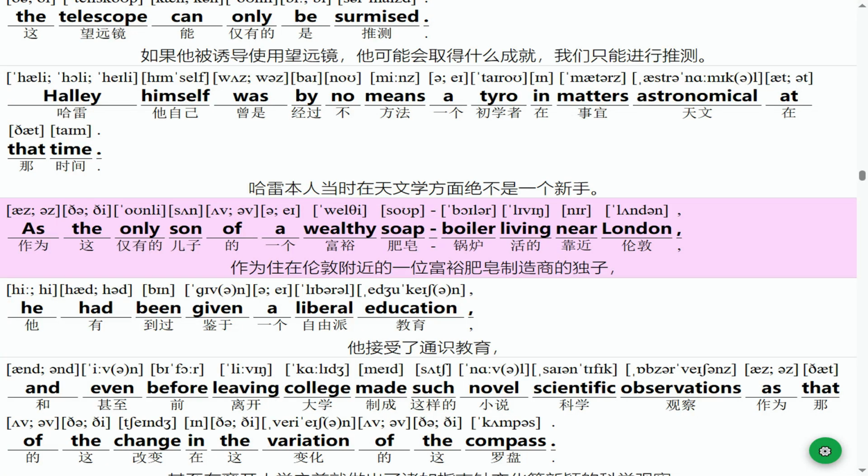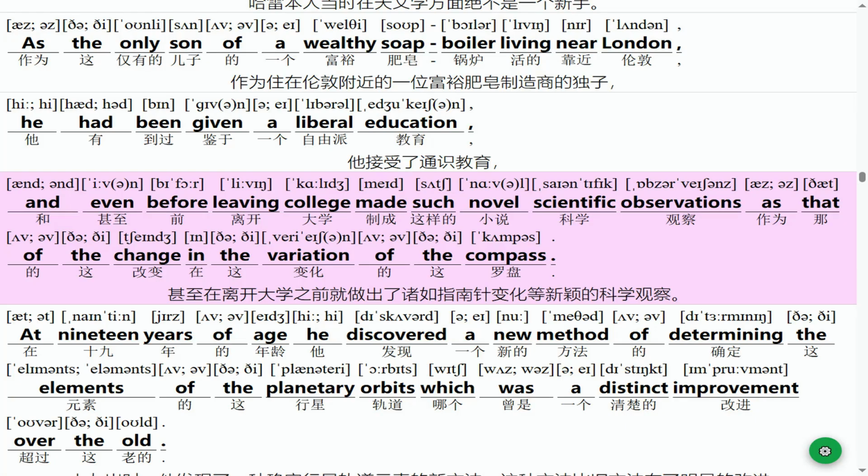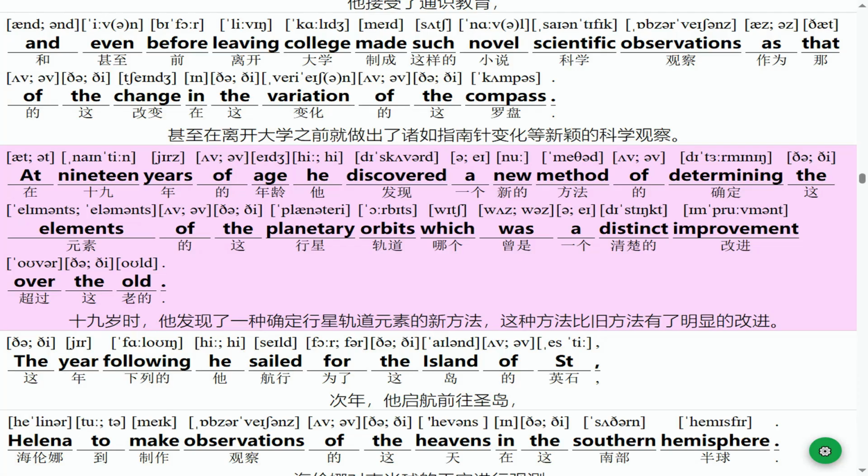As the only son of a wealthy soap boiler living near London, he had been given a liberal education, and even before leaving college made such novel scientific observations as that of the change in the variation of the compass. At 19 years of age, he discovered a new method of determining the elements of the planetary orbits, which was a distinct improvement over the old.